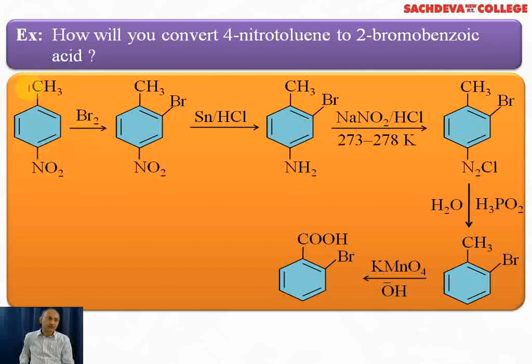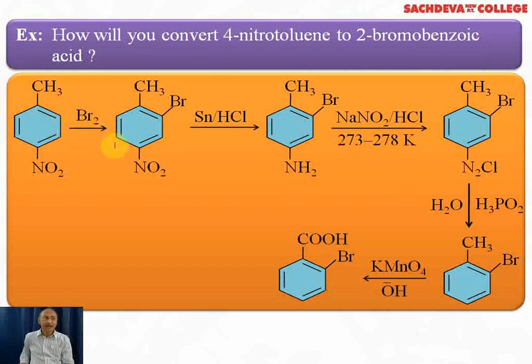Now whenever you have two groups, one of them electron releasing and another electron withdrawing, the electrophile will attack the ortho position of the electron releasing group. And if both are electron withdrawing, then the electrophile will attack the meta position to the less electron withdrawing group. And if there are two groups which are electron releasing, the more electron releasing will direct the incoming electrophile to ortho and para position. So this is the way we decide where the electrophile will attack.